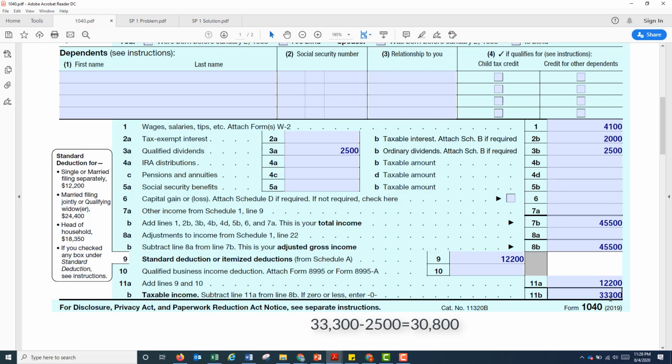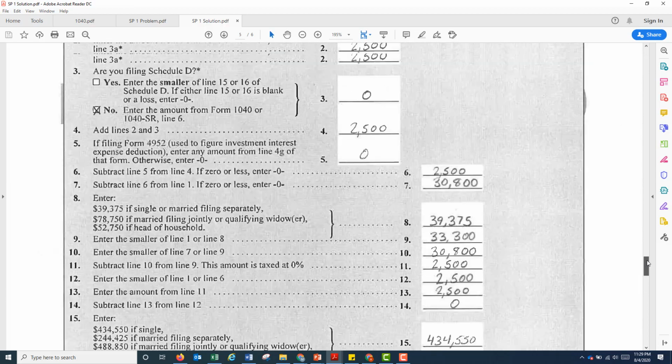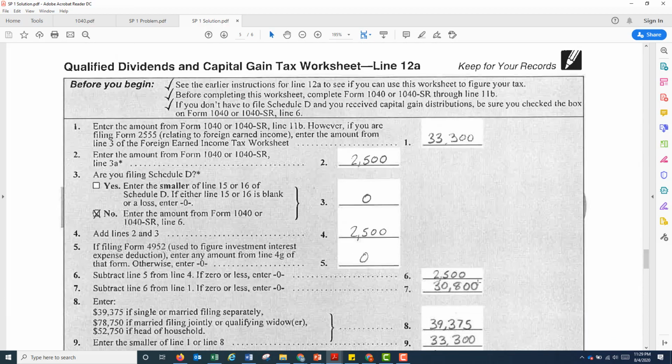That's all done as part of the process on the qualified dividends and capital gain tax worksheet. And on that worksheet, we end up getting the tax of $3,505. That's the result of looking up the tax table for the number of 30,800. The income that we look up on the tax table, it's 33,300 minus 2,500, or excluding 2,500 for the qualified dividends.